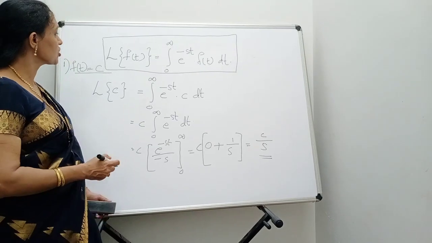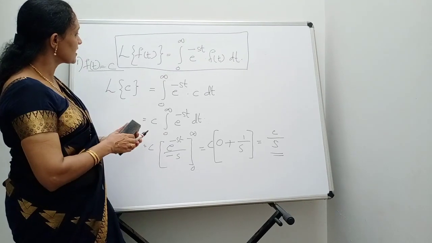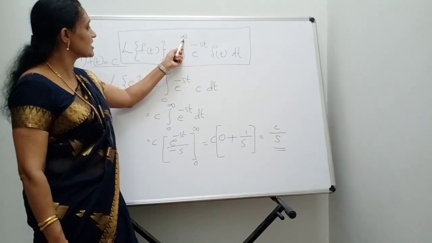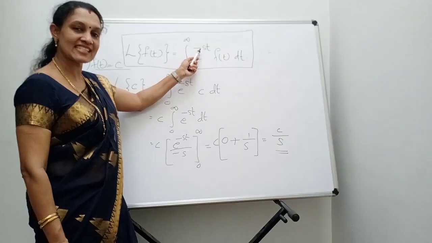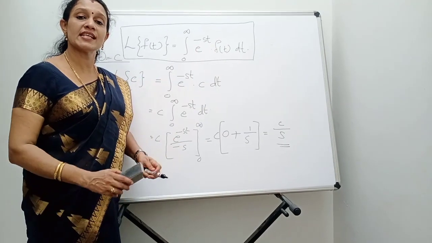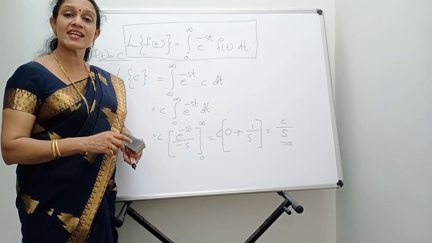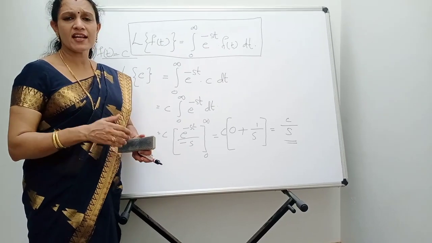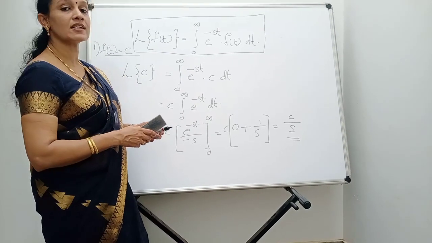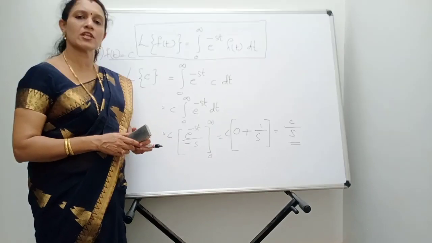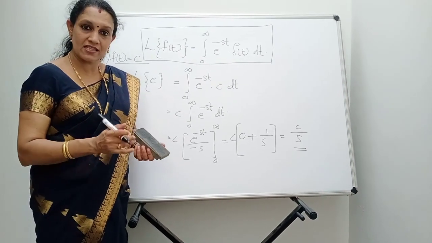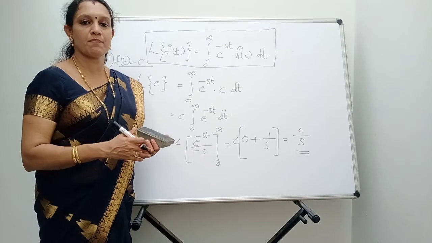We know the definition of Laplace transform. It is L f of t is equal to integral 0 to infinity e raised to minus st into f of t dt. Okay. Now we are considering some standard functions, and what are their Laplace transform. So let me take the first function as the constant function. The constant function can be taken as f of t is equal to c. c is a constant. What is its Laplace transform?